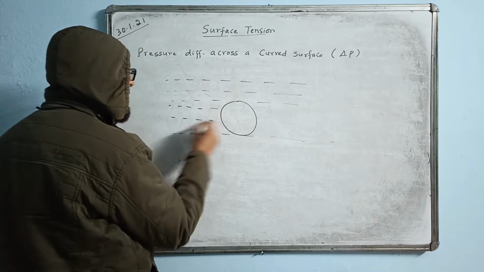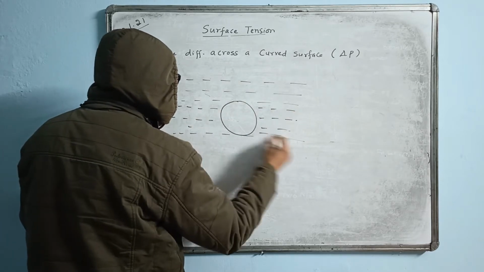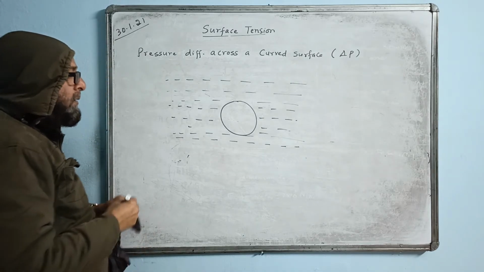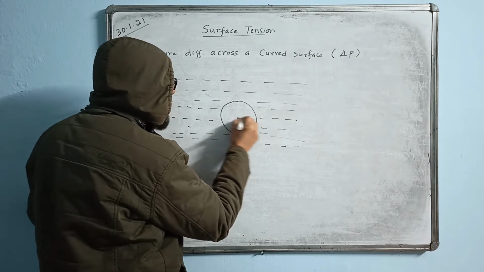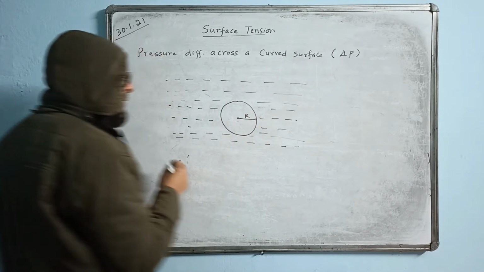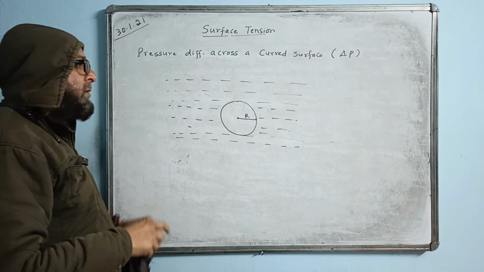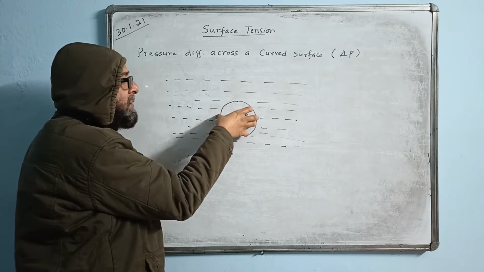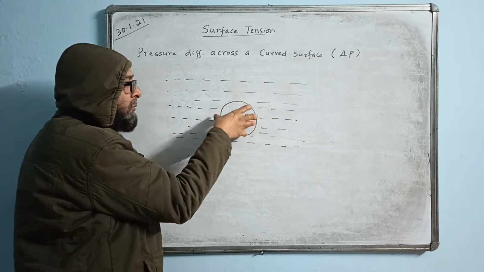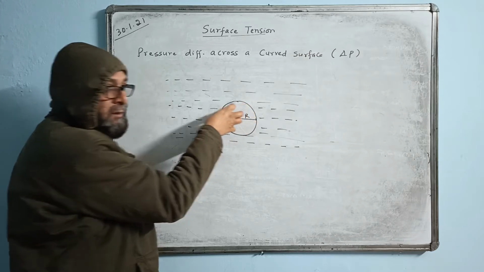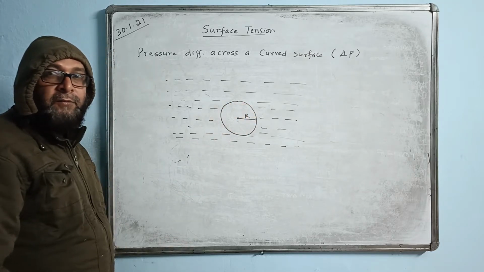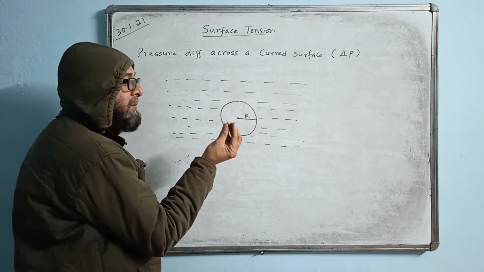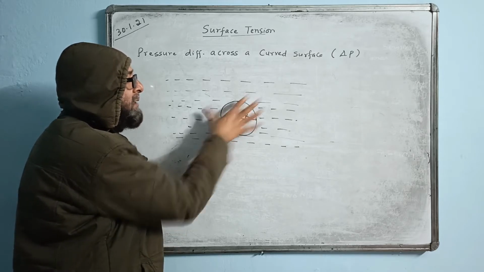Suppose the radius of this drop is r. Surface tension has a tendency to minimize the area, which means it will cause the drop to contract this way. But we see just the opposite out here. We see that the drop is expanding. The air bubble will be expanding like this. It becomes bigger inside and then ruptures.